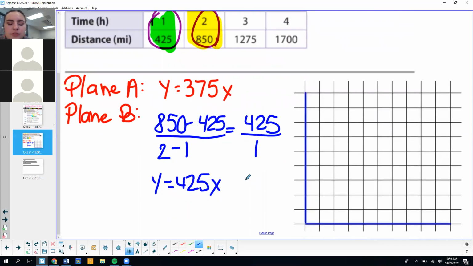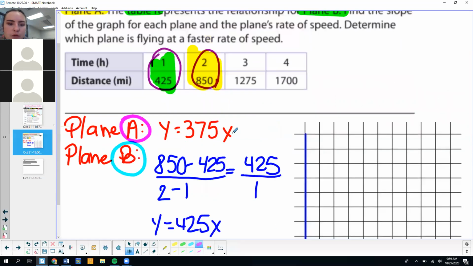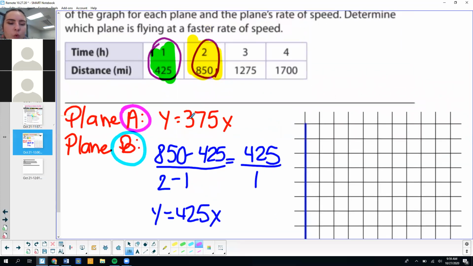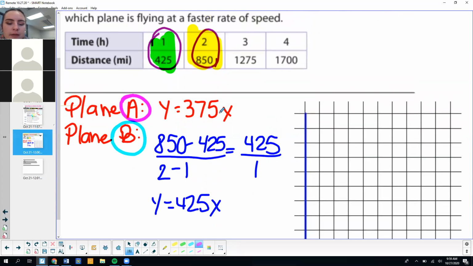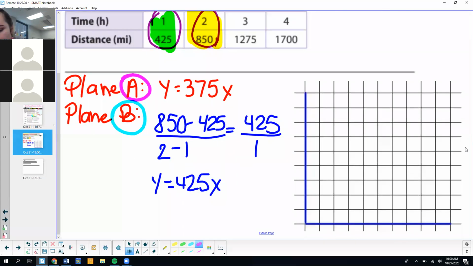For this, it wants us to graph the line. So I'm going to make, let's see, highlighter. I'm going to do plane A in this pinkish color, and plane B in this bluish color. So plane A. This is saying for every 1 hour that goes by, so if I've got 1 hour down here. Oops, that's not what I wanted.